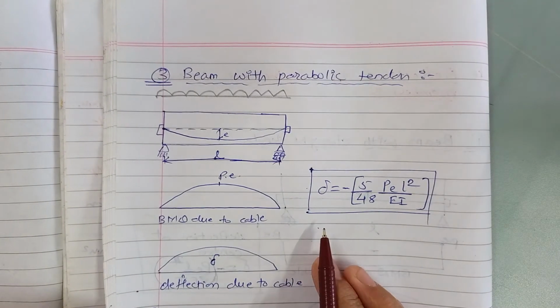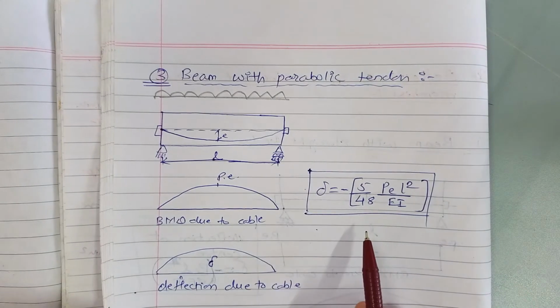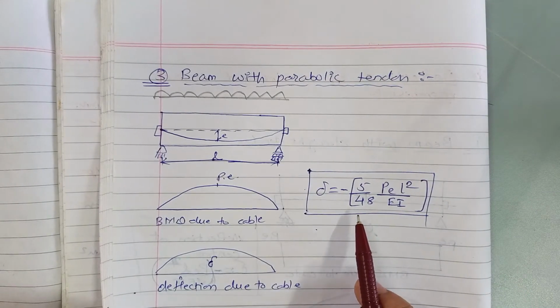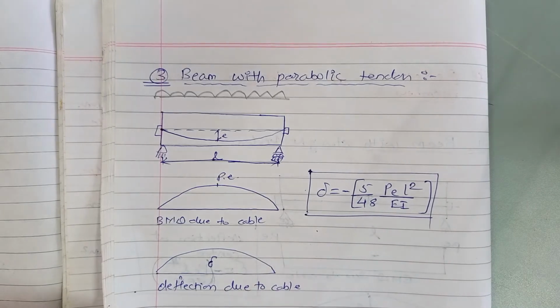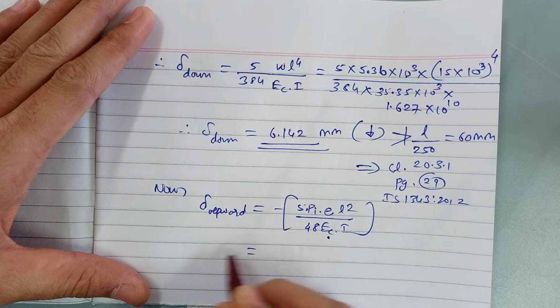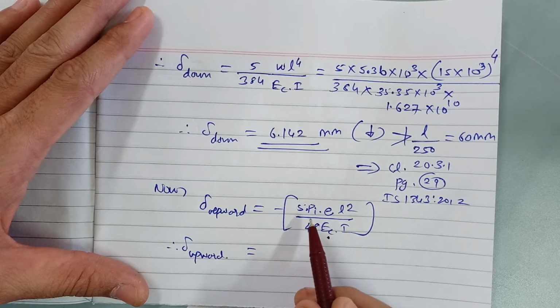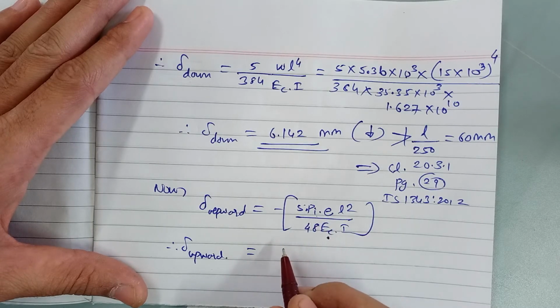Initially in the start of the video I have shown you, when a beam with parabolic cable profile is provided, upward deflection will be calculated by the formula minus 5 by 48 P into E into L square divided by EI. Hence, substituting the values, we get delta upward. Now here keep in mind, PI is nothing but the initial pre-stressing force, that is 1248 kilonewton. In the previous steps you can go through.